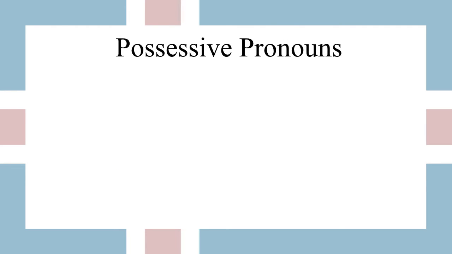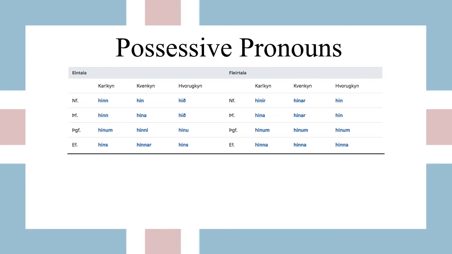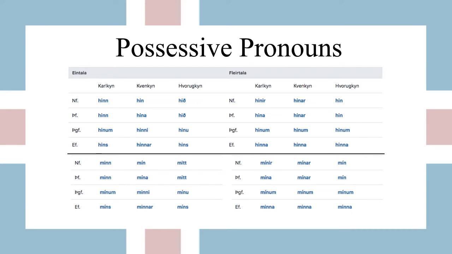Next, it helps us with possessive pronouns, particularly the pronoun min, which means my, thin, which means your, and sin, which means his, her, or their, the reflexive form. So let's look at how they compare. So here we have the Hinn chart, and here we have the min chart. As you can see, they're very similar. There are just a couple minor differences.